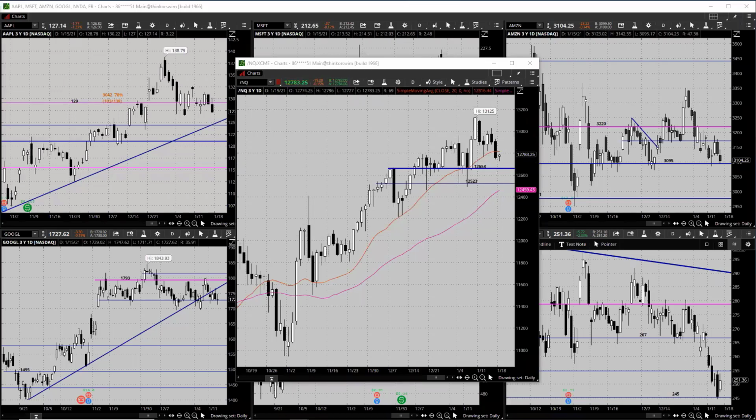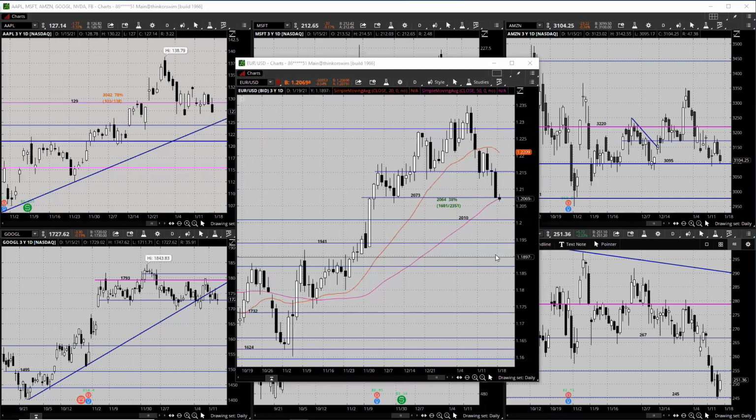But I just noticed when I flipped to the euro, it's at the 50-day moving average here, as well as confluencing here with the 38%. And 2073 was actually Friday's bias chart support, if you remember. So we are a little bit weaker here with the euro.